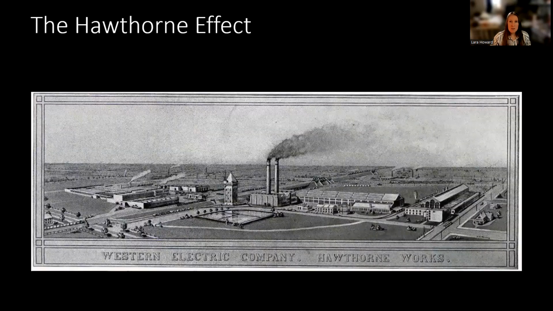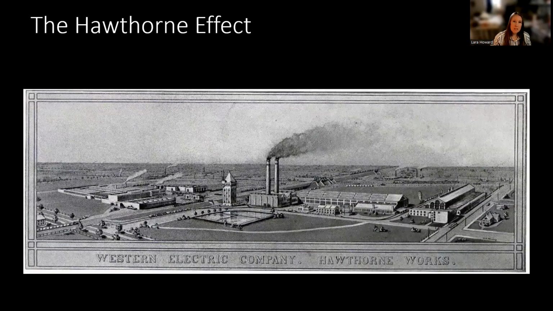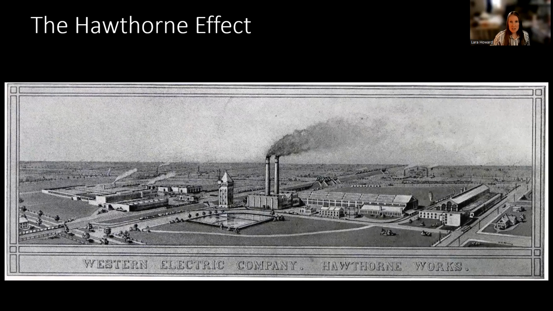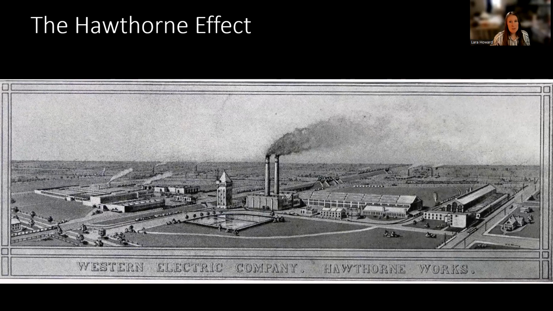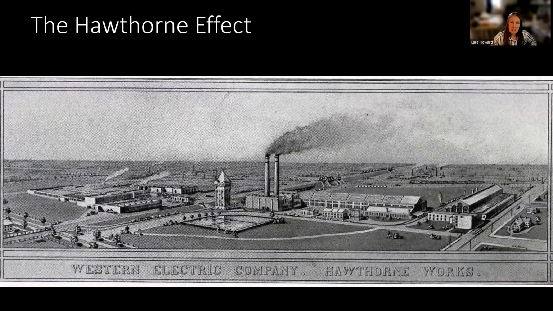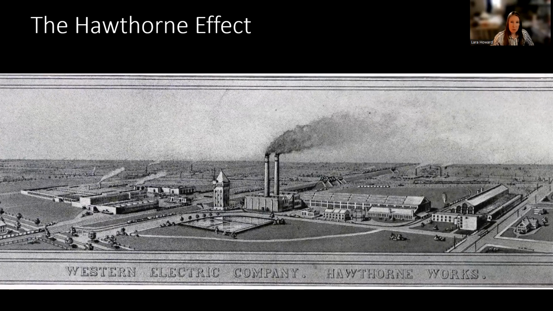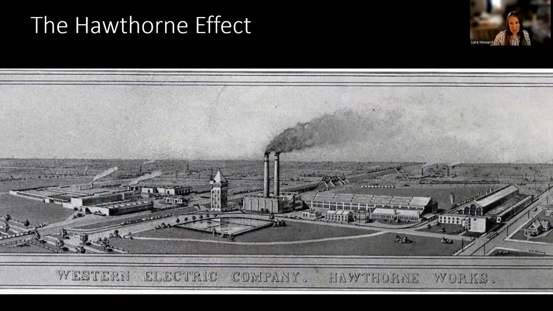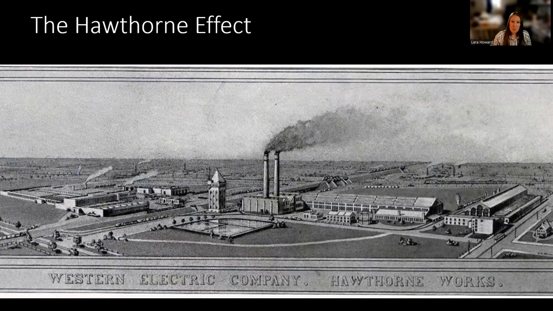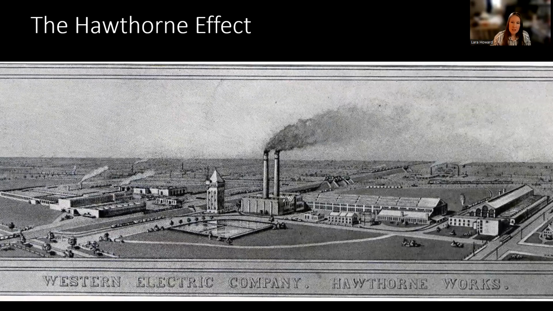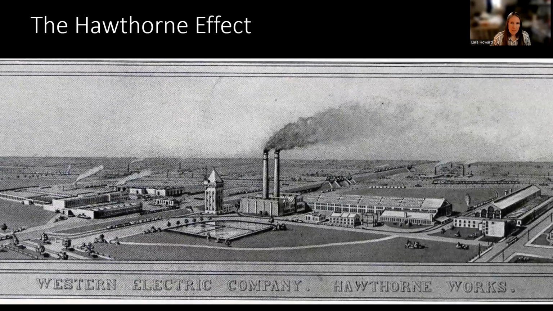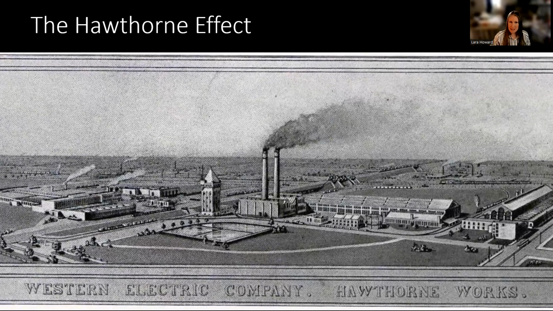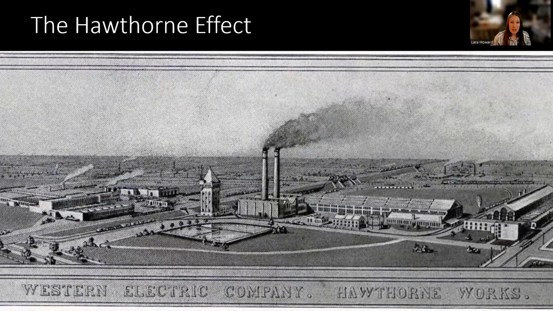Around 1924, at Hawthorne Works of the Western Electrical Company, a study was sponsored by the National Academy of Sciences to determine the effects of different lighting, shorter work weeks, different breaks, wage incentives, or other physical or organizational differences on the productivity of its workers. The results were puzzling. Regardless of the changes, the productivity of the worker remained the same or improved.